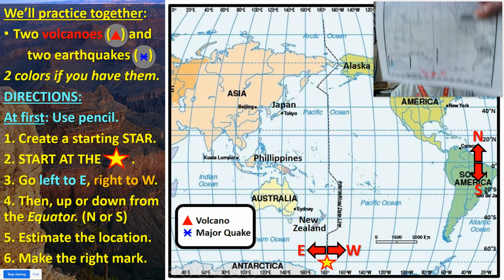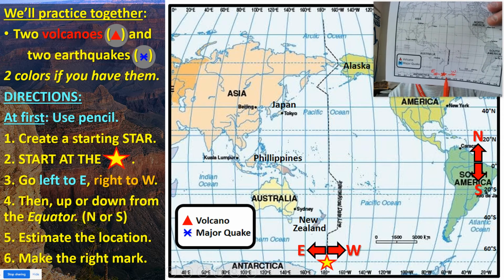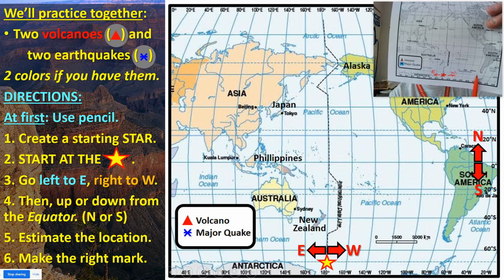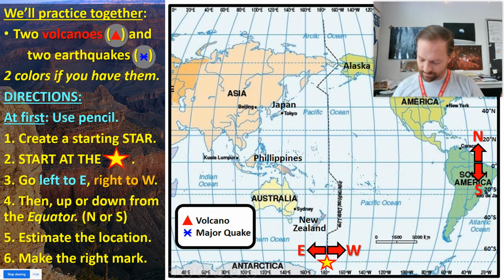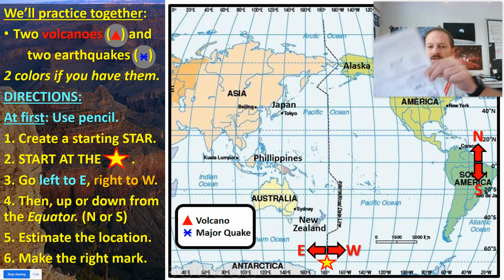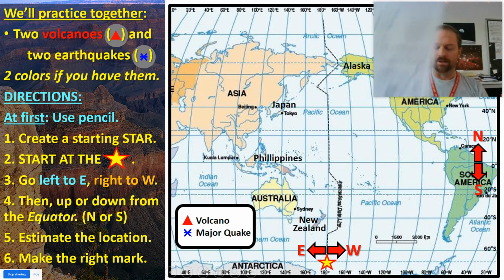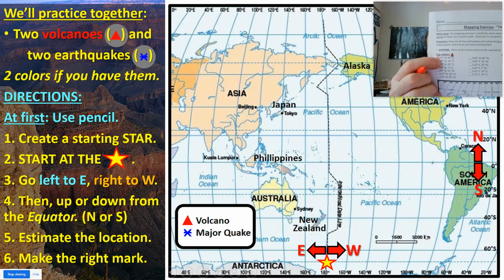again, I'll show you on the paper, starting at the star, going across to the west to where 75 would be, and then up to where 45 south would be. I'm going to make my first volcano. And it will look like that. Okay. Let's do one more. And I'm going to do a check mark on my first coordinate.